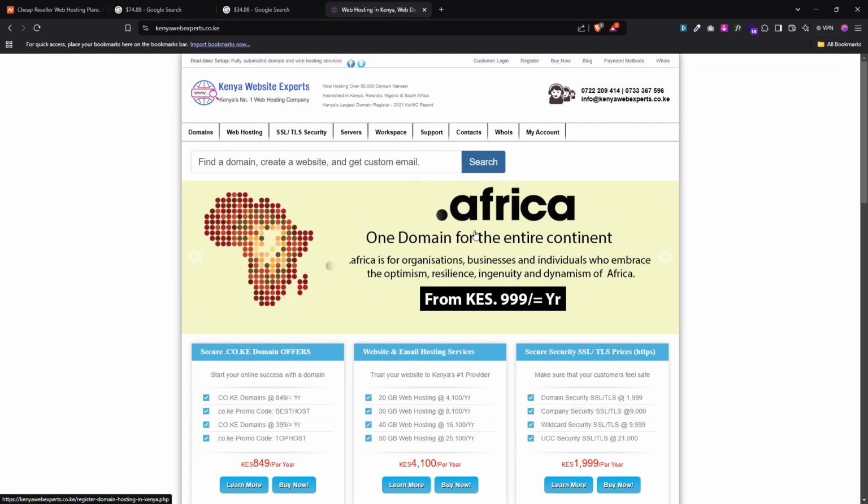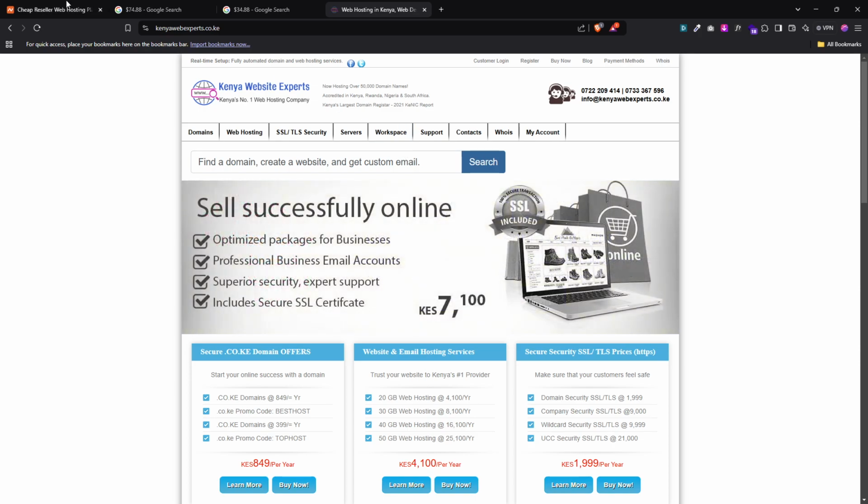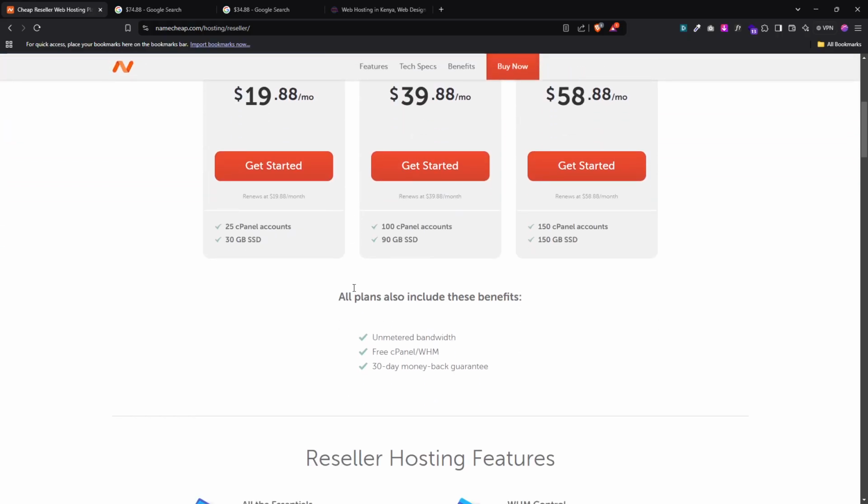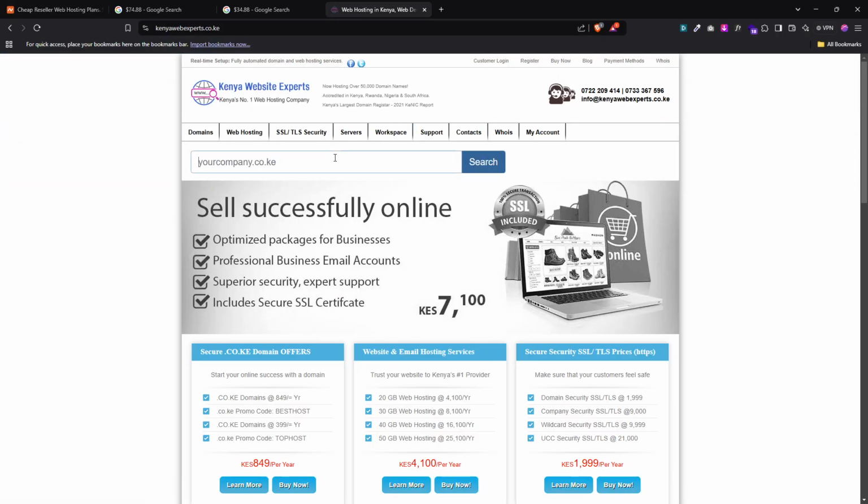I prefer buying my local and my international domains here because I can pay via M-Pesa. It eases my processes, unless I got it free when I was buying hosting. But I really prefer buying everything here on Kenya Web Experts. So why am I saying Kenya Web Experts and nobody else? Support. Their support is top notch. You write them an email, they write it back to you.